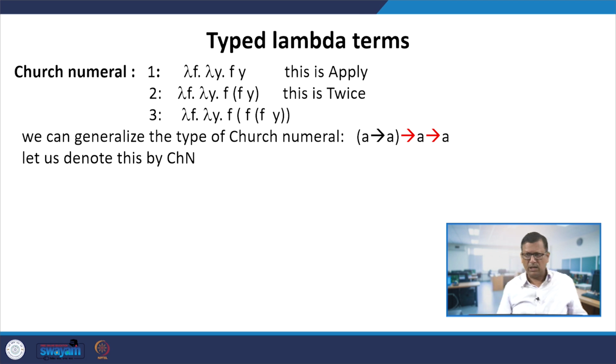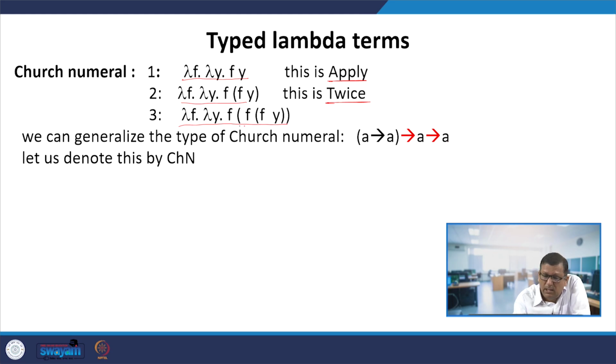Now let us consider the Church numerals. Church numeral 1 is represented as lambda f, lambda y, f y. This is the apply function. And 2 is the twice function. Now if we write 3, then 3 will be represented this way. So what will be the type of Church numeral? Can we generalize from twice or apply to this one? From apply it was A arrow B, arrow A, arrow B. Now twice was A arrow A, arrow A, arrow A.